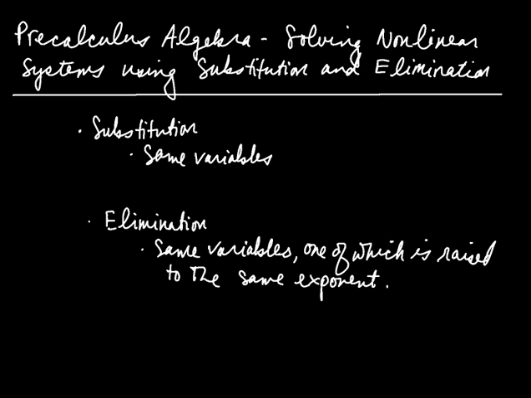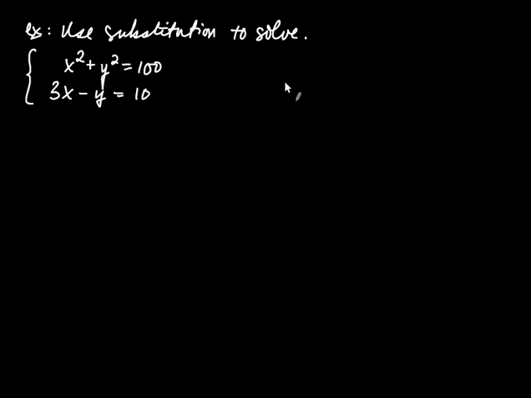So let's go ahead and take a couple of examples. First, we'll start off with the substitution method. So let's use substitution to solve. The first thing we want to note is that this is a nonlinear system. The reason it's nonlinear is because even though the bottom equation is a linear equation, the top equation isn't. And that makes the whole system nonlinear. So we're asked to use substitution to solve.